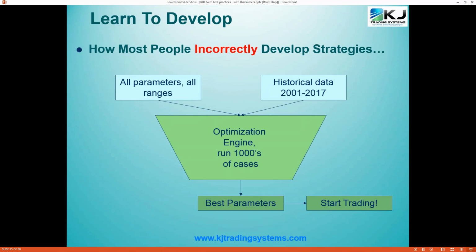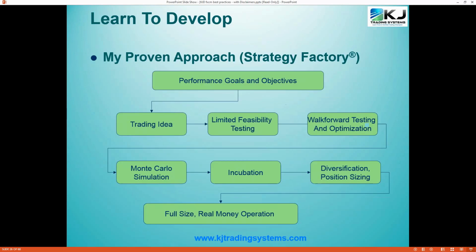And then they get the best parameters at the end. Oh, moving average of 4 with a stop loss of 3 times the average true range, plus a profit target of this, plus all these variables. Those are best. And then they go and they start trading. And hopefully some of you are laughing at that, like, who would do that? That's what most people do. And it's wrong. It's just dead wrong.